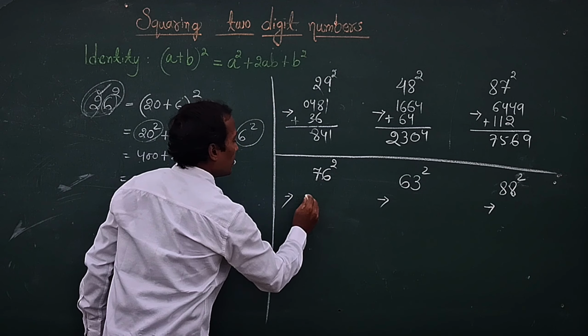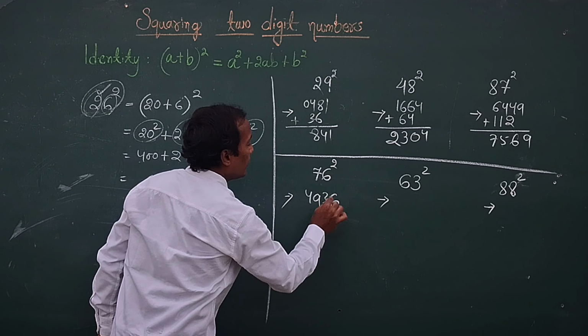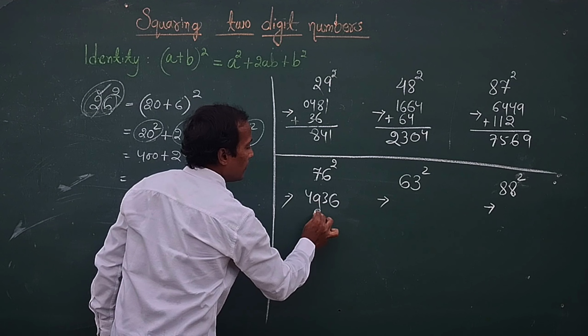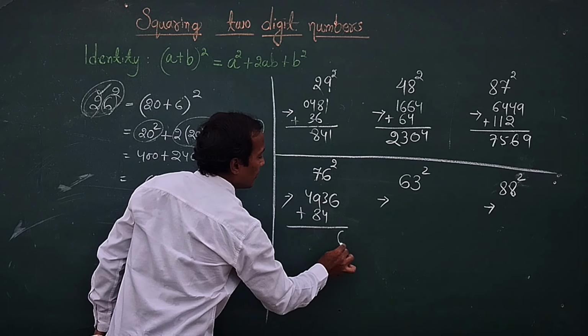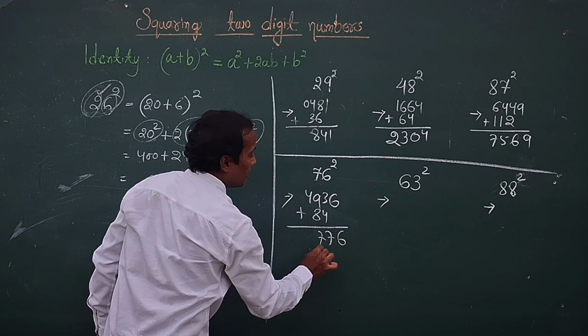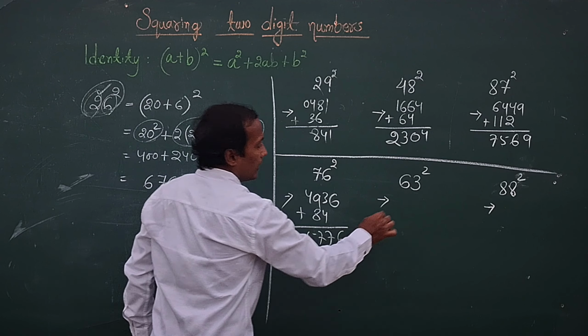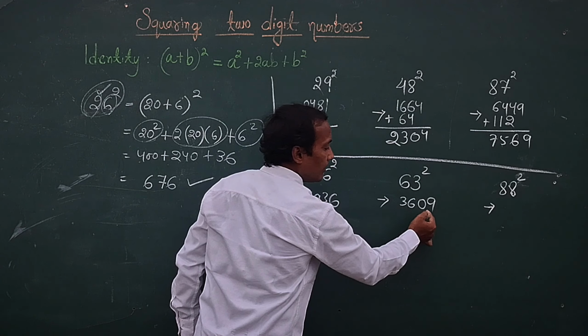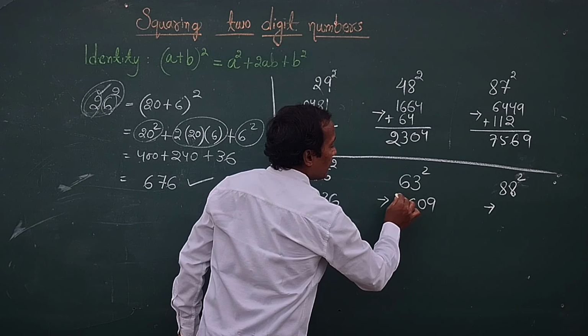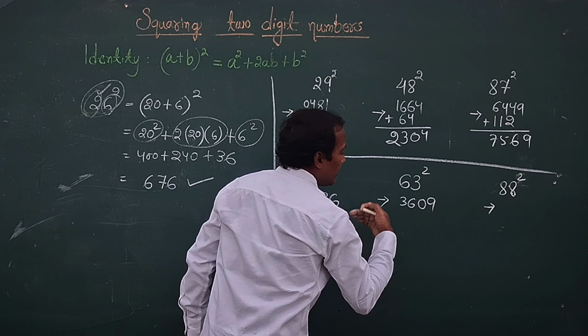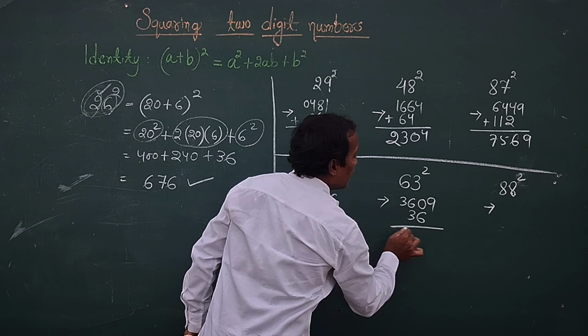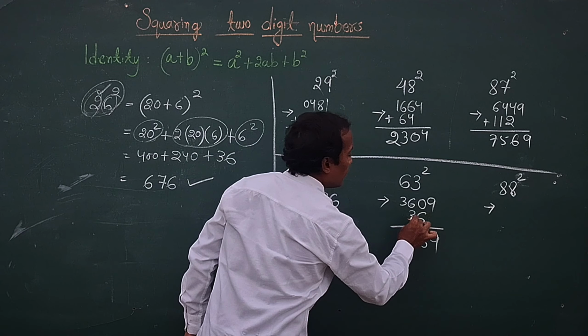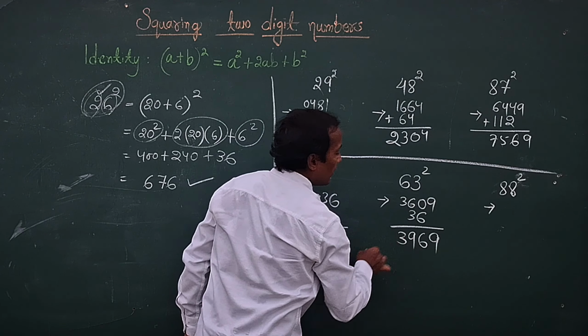Let's go for this. 76 square. 7 square is 49. 6 square is 36. 7 times 6 is 42. Double is 84. So I have now 6. 4 plus 3 is 7. 8 plus 9 is 17 and 5. Here 6 square is 36. 3 square is 9. 9 will be written like 09. And then 6 times 3 is 18. Double of 18 is 36. So I have 9, 6, 6, 3, 9 and 3.